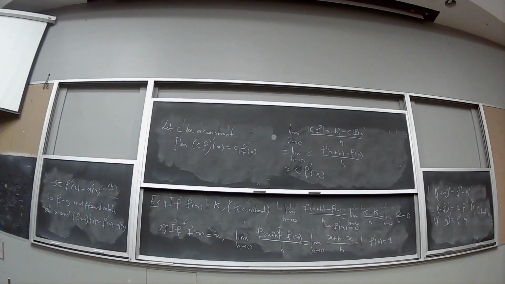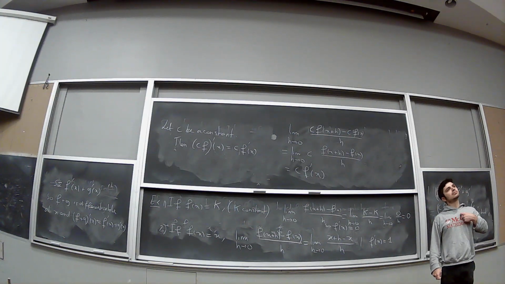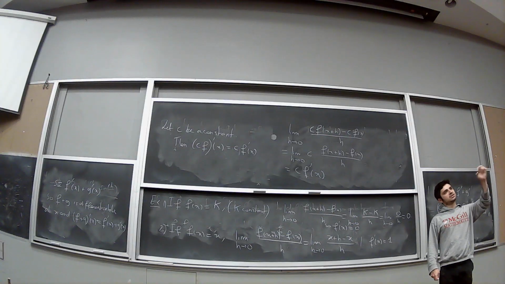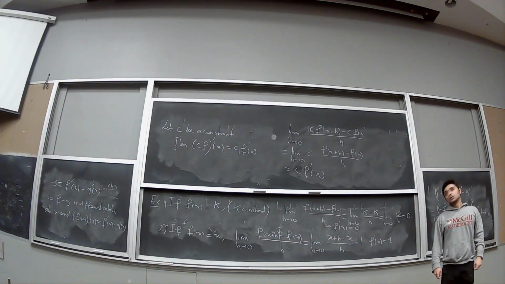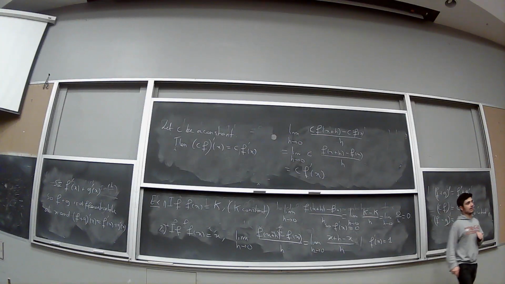Isn't that k minus k over h? Isn't that indeterminate? No, it's not indeterminate because the numerator is identically 0. Right? You have 0 over h. The function 0 over h is equal to 0. Is that clear? Okay.